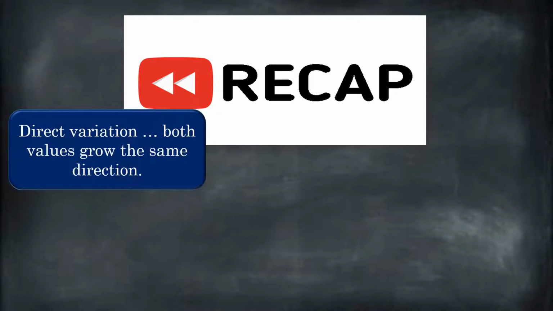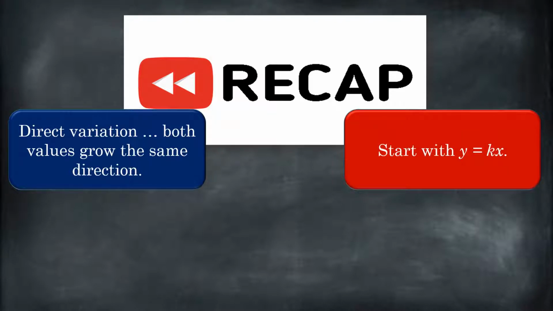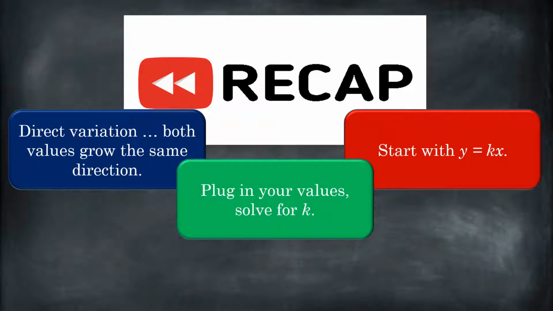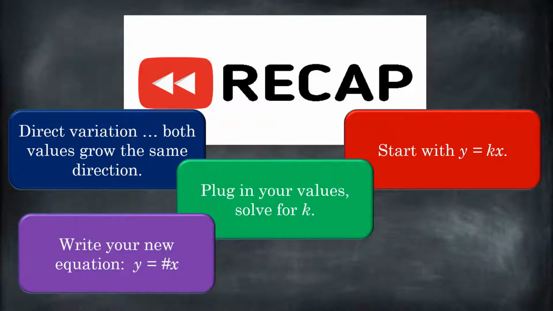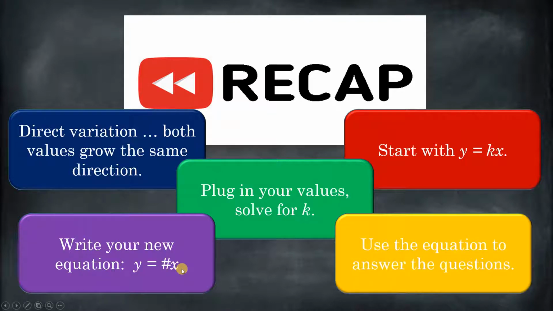So let's go ahead and take a recap of what we did. If you're having a situation where both of the values grow in the same direction, that's direct variation. Sometimes problems tell you it's direct. Sometimes you have to read and understand. But direct variation, if as y grows, x grows, or if as y shrinks, x also shrinks. That's direct variation. So the first thing you're going to do is start off by writing y equals k times x. You plug in your values that you're given. You solve for k. The most important step, the one everybody always forgets, is you have to write your new equation: y equals whatever number you found for k times x. Then you use that to answer whatever questions are following, right?